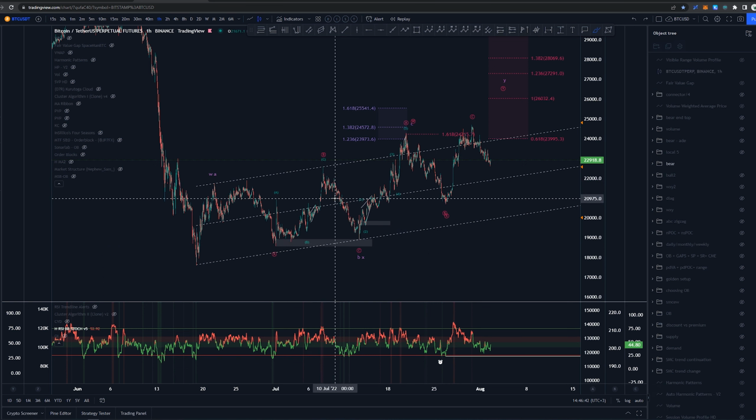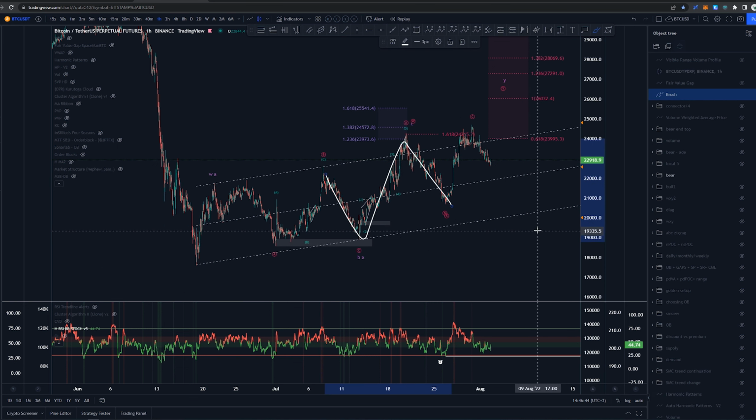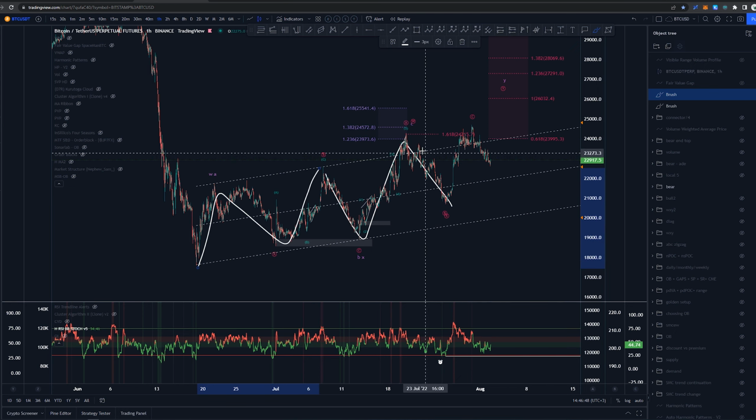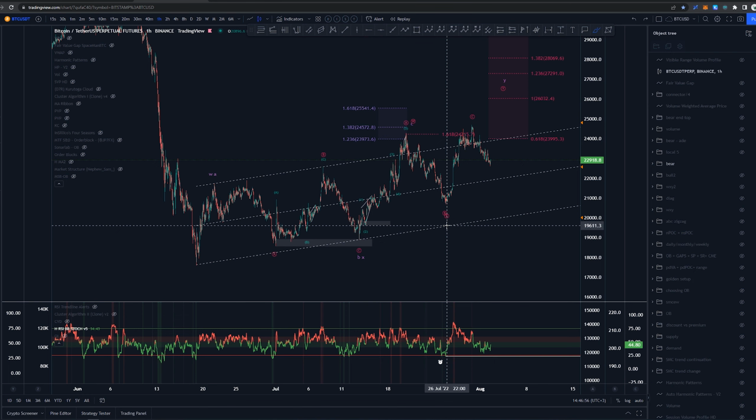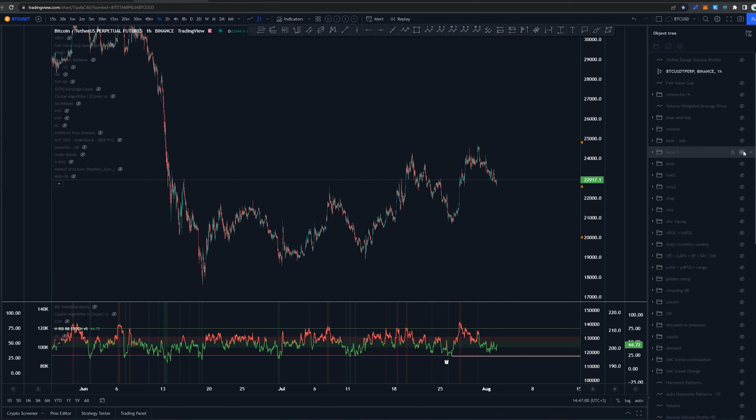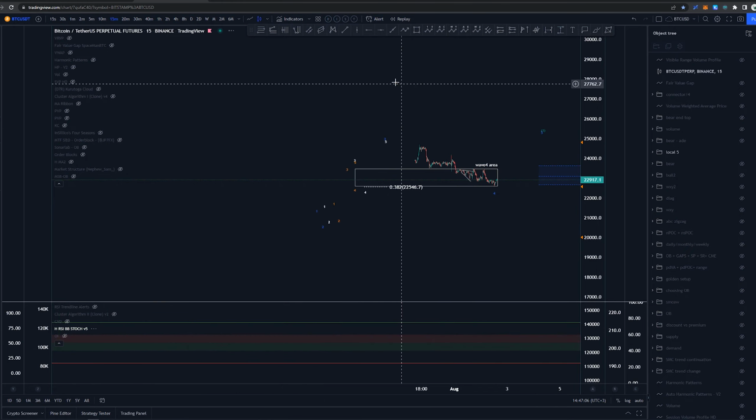If not, then I guess it could be WXY here, for example, and then we would have this structure connecting into the next. It would have a pretty good look overall. All of the wave structures would be similar size, but yeah, a couple of different options overall. Now let's dive into the current structures that we have here. Let's go to 15 minute.